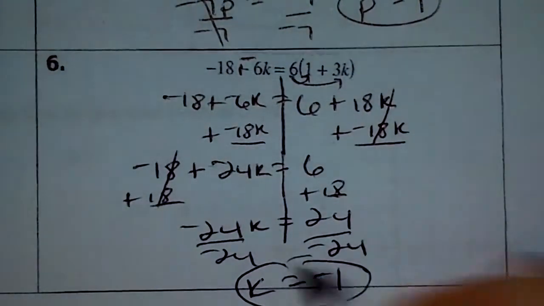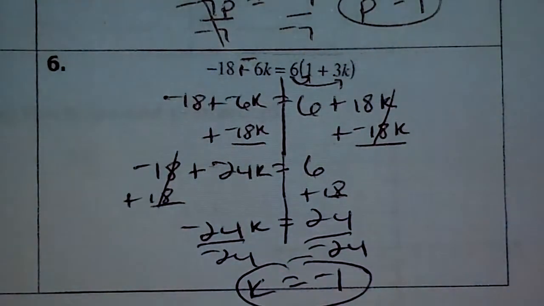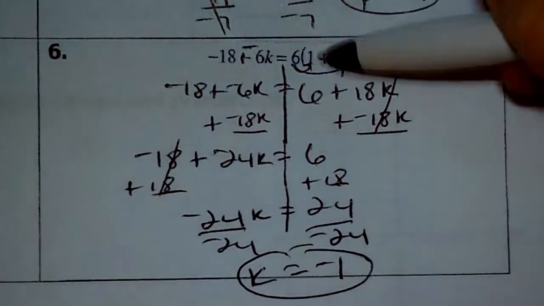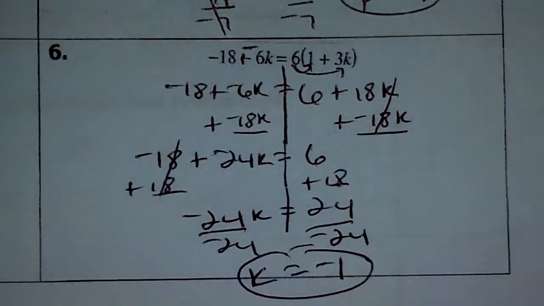Any number divided by itself is 1, and a positive divided by a negative is a negative. So plug that negative 1 in on this side, plug it in on this side, and make sure it works.